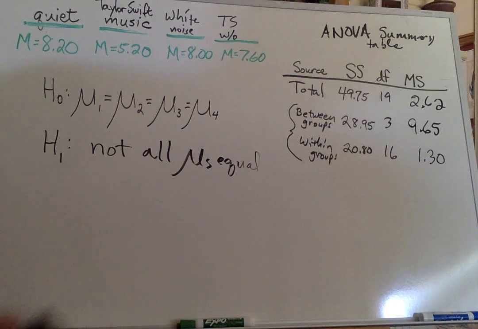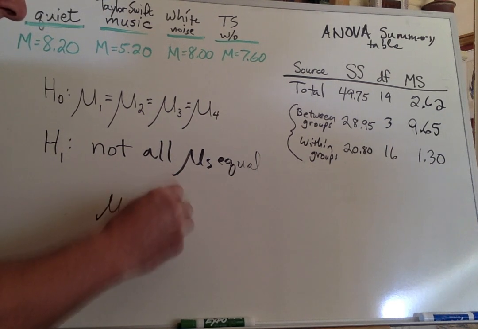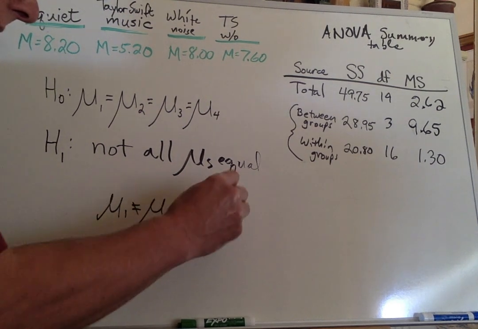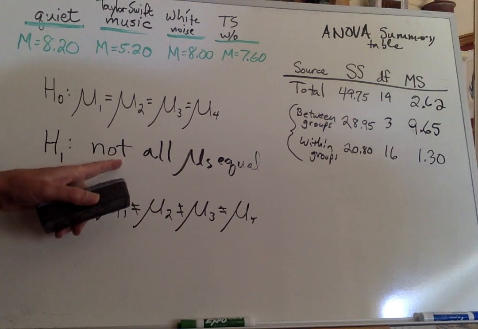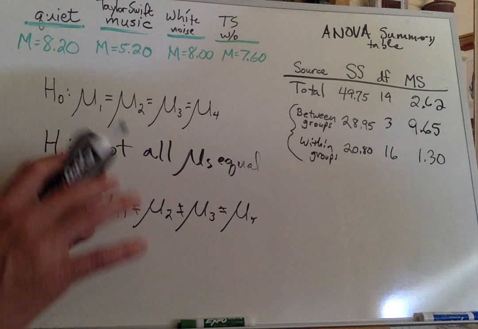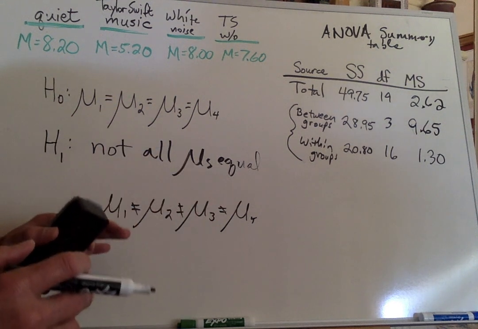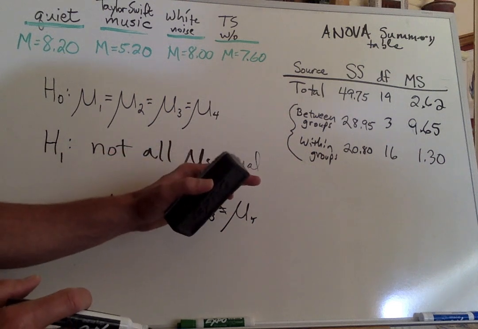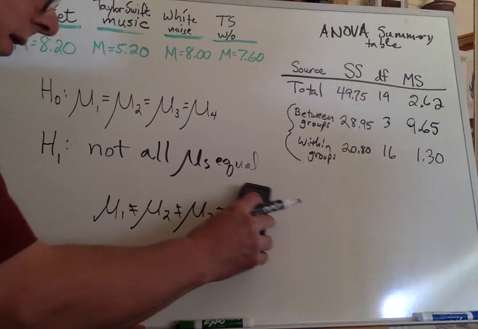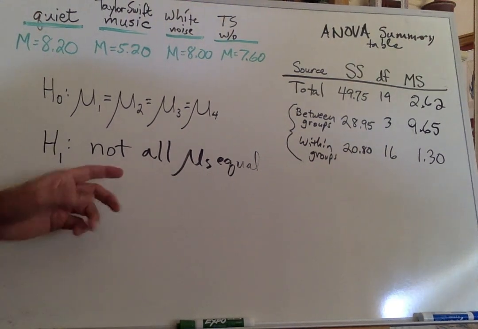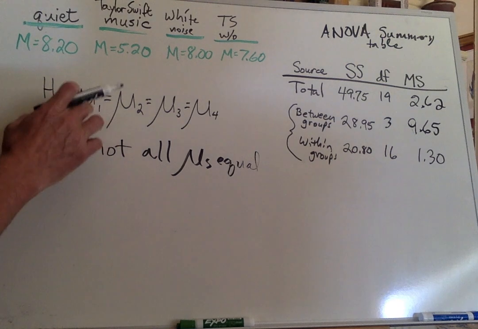Now, notice that this statement is not the same as this, right? This includes a whole bunch of different configurations of what the differences might look like. Not all of them are equal, but it doesn't say they're all unequal. Okay, so we're not going to use this. We're going to say not all of the mu's are equal. We do reject this, right?